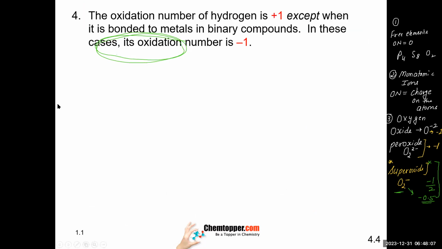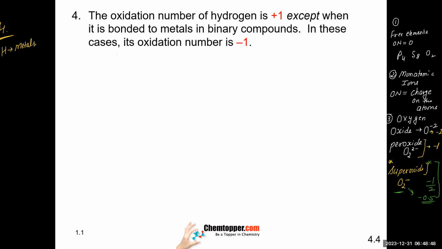Rule number 4 is for hydrogen. I'm writing the rule here on this side. Although the rule is written here also, try to understand with where I'm writing. When hydrogen is bonded with metals, the metals are always positively charged. They can only lose electrons. They cannot gain electrons. They never acquire a negative charge.